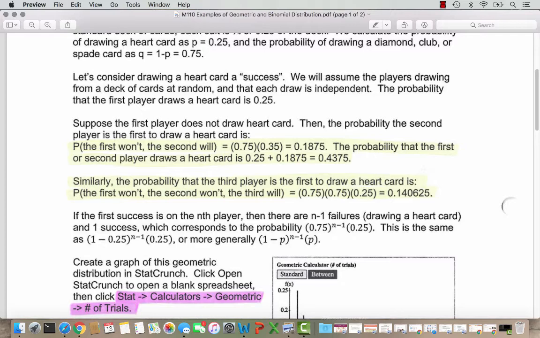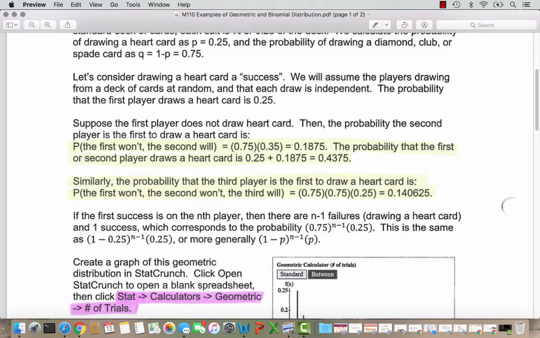So here, and I've highlighted it in yellow to be easier for you to see, we can say the probability the first won't, meaning the first won't draw a heart, but the second player will, is going to be 0.75 times 0.35. I think that is a typo and should be 0.25. So I apologize, it's a typo. It should say 0.75 times 0.25. I will fix that for future students.